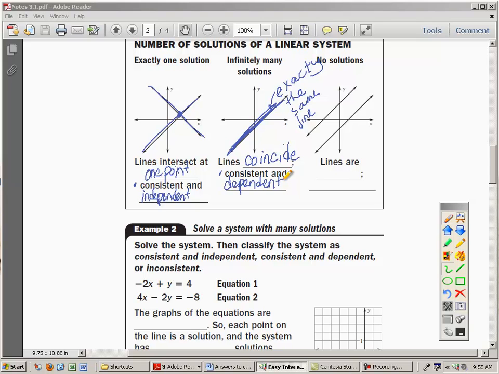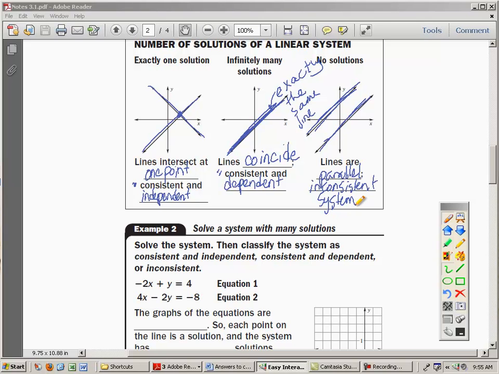All right, and then if lines are parallel, well, again, we said consistent means they have a solution. If lines are parallel, by definition, that means that they don't touch. And so if they don't touch, that means they are inconsistent. And so we would call this an inconsistent system.